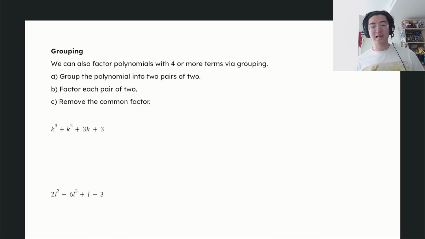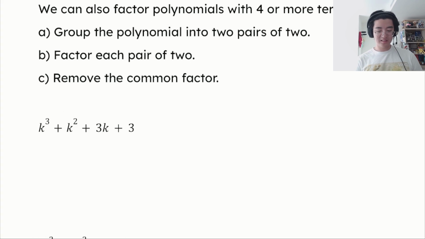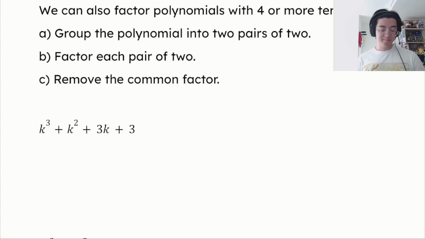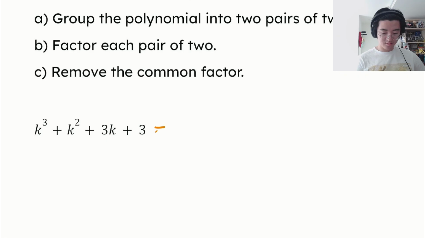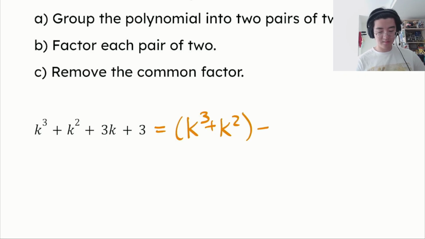Okay? Next is grouping. Whenever we have 4 or more terms, we can try to group them together. Because what do we do here? How can we factor this? We cannot factor out a k, because not every single term here has a k. We do not have a k here on a 3. But what we can do instead is put them into clumps. Let's put them into brackets and put them into clumps.